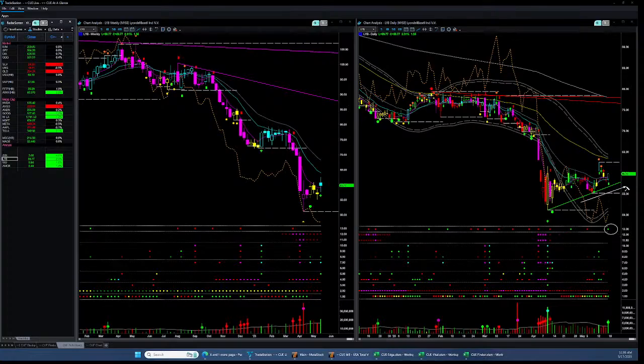Has trend line support, no trend line resistance. Weekly allows taking the flow buy setup. So LYB is also looking good.